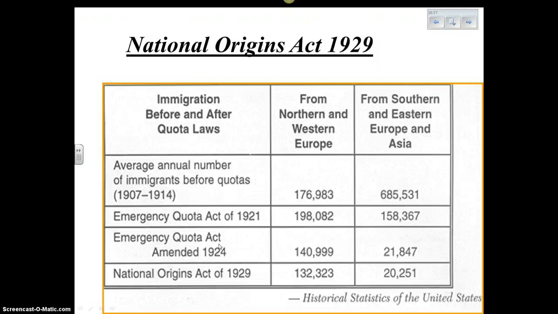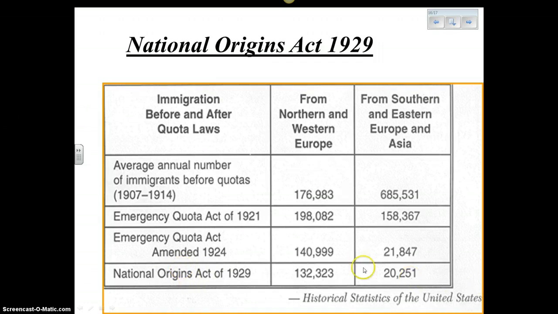As you can see, prior to 1921, the amount of immigrants from Southern and Eastern European and Asian countries was huge. A great majority of the immigration came from those areas of the world. After 1921, it's greatly reduced. 1924 was an even more strict quota law. And in 1929, although it's called the National Origins Act, it's essentially a quota law. I mean, it's a good way of thinking of it, and it reduced immigration even further.